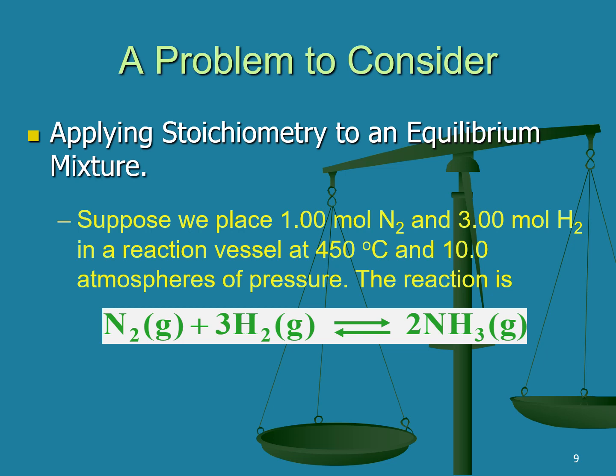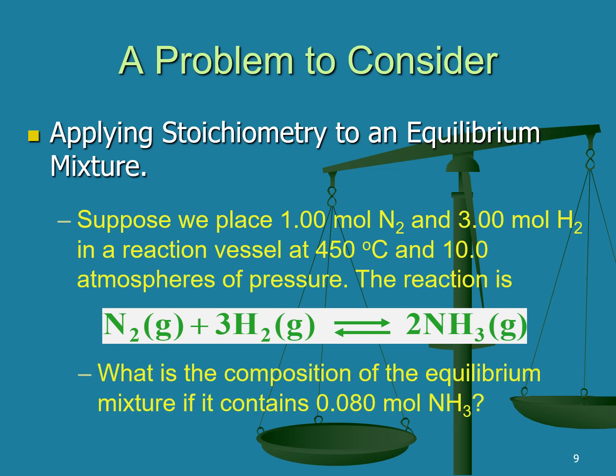So let's again look at an example. Suppose we place 1 mole of nitrogen and 3 moles of hydrogen in a reaction vessel, and we let it go. It'll get to equilibrium. What will the composition of the equilibrium mixture be if it contains 0.080 moles of NH3? So at equilibrium, what will the other concentrations be of the nitrogen and the hydrogen at equilibrium?